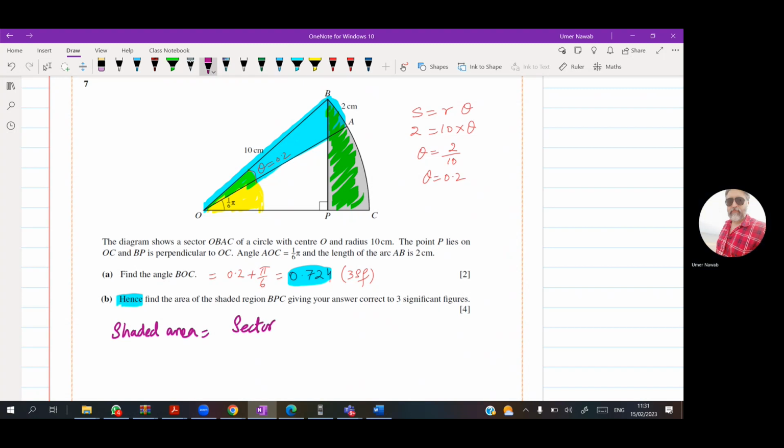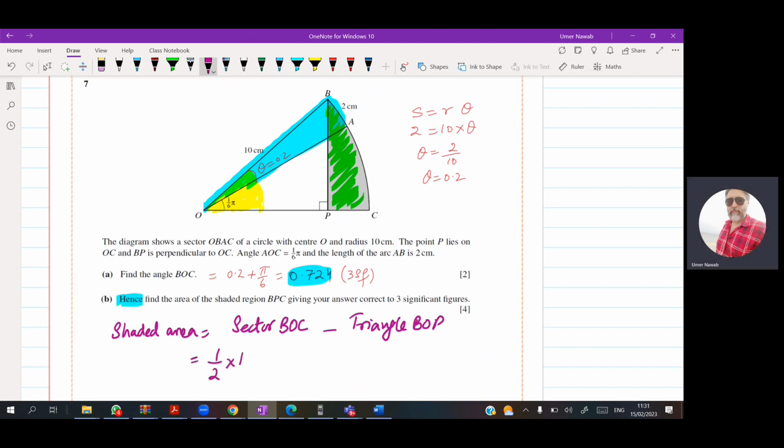Sector BOC minus triangle BOP. Now the sector is half, the radius is 10, and theta we have found is 0.724. You may write one more decimal place if you want.